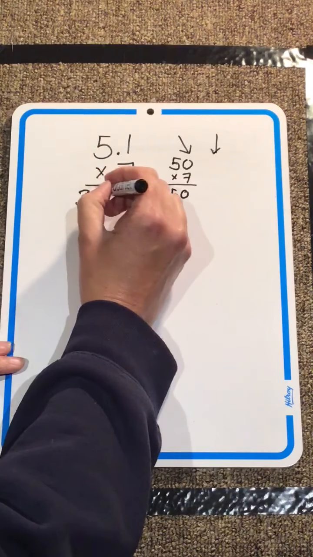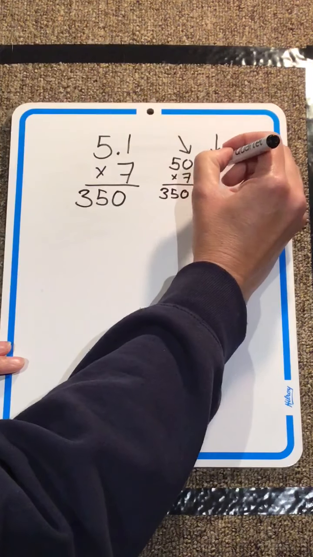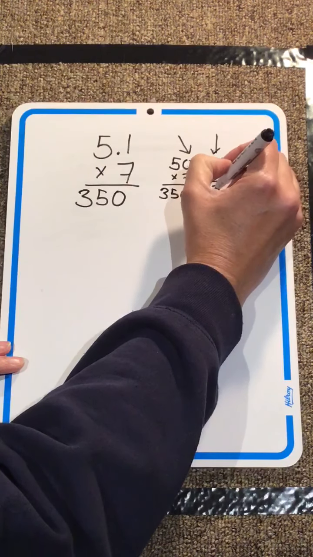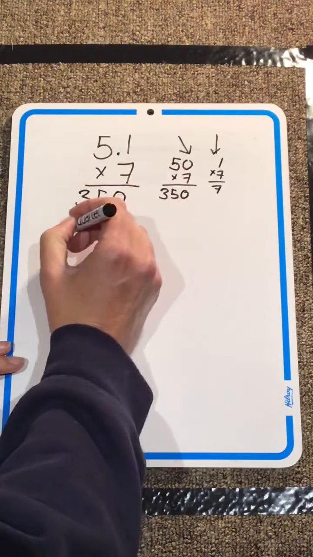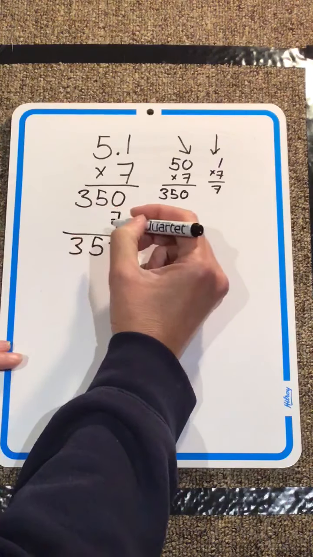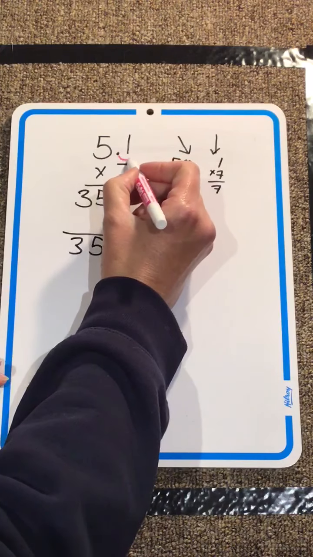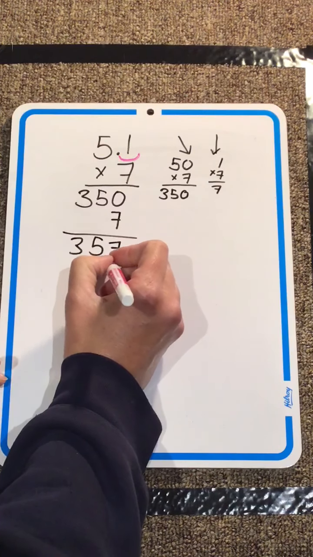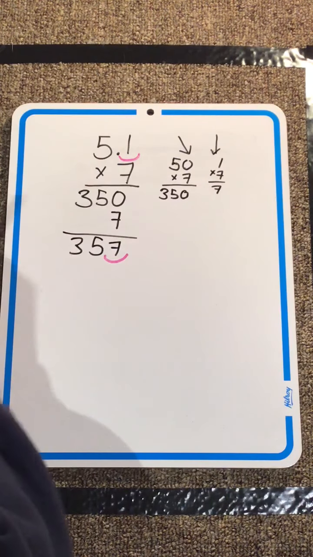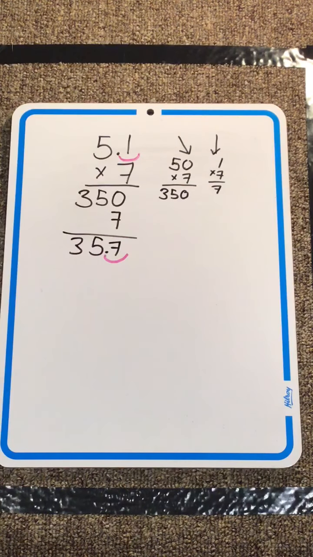So our first line is going to be 350, then straight down, 1 times 7 is 7, line it up on the right, add it up, and it's time to go decimal hopping. It hops once here, so it has to hop once here. So 5.1 groups of 7 is 35.7. Hopefully that's what you got as well.